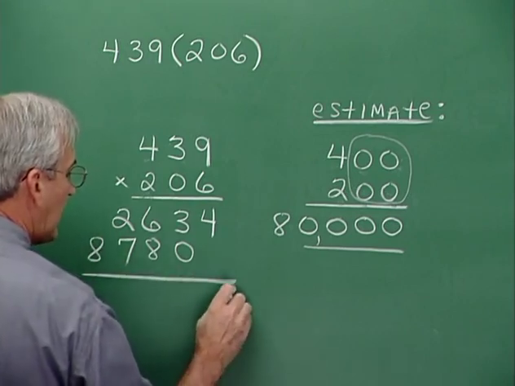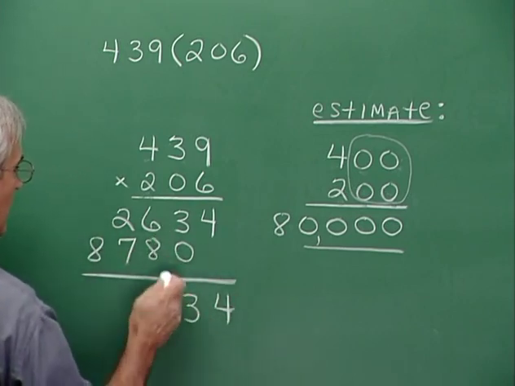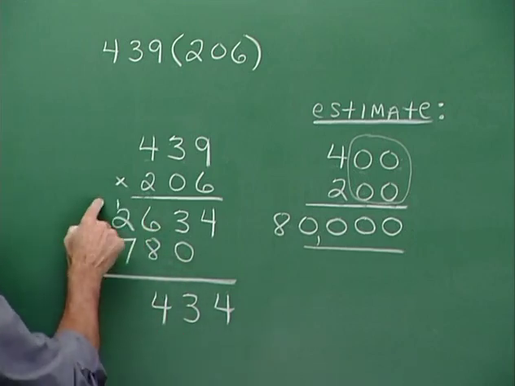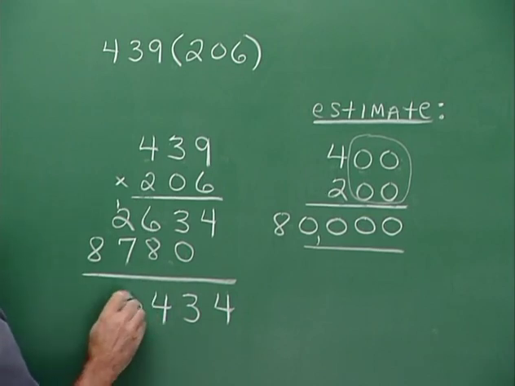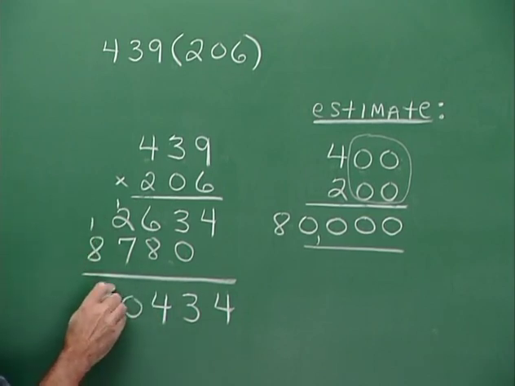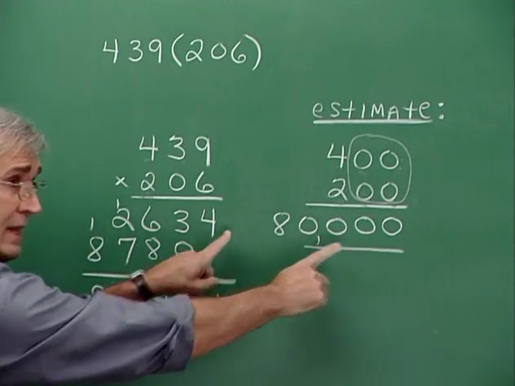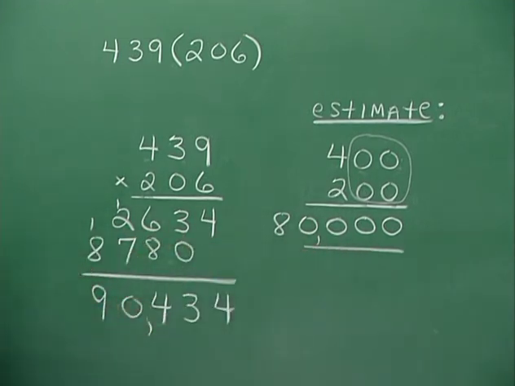And now adding, I get 4, 3 and 0, 3, 6 and 8, 14, write the 4, carry the 1, 1 and 2, 3 and 7, 10. Put down the 0, carry the 1, 1 and 8, 9. So 90,434, a good bit bigger than 80,000, but that's kind of what we expected.